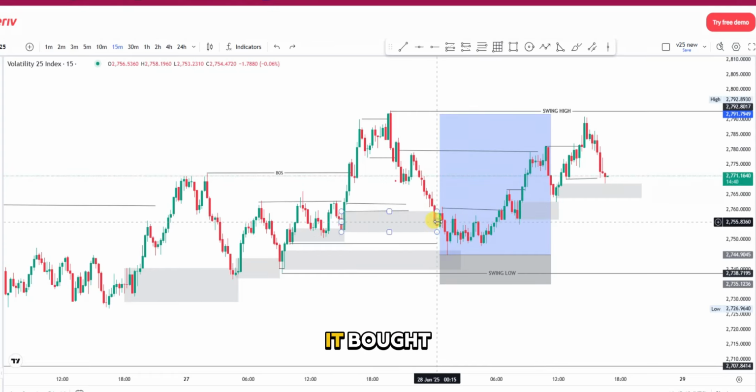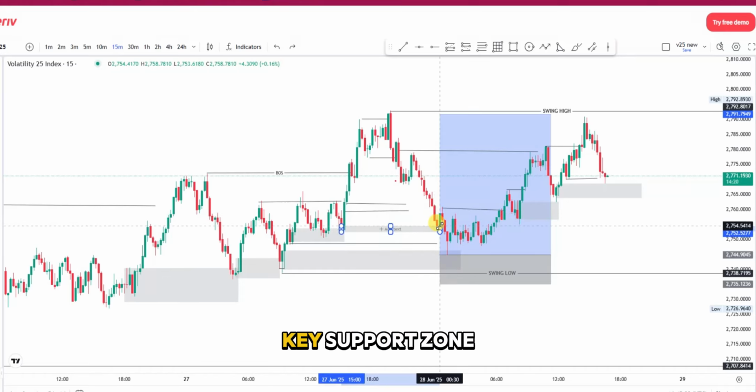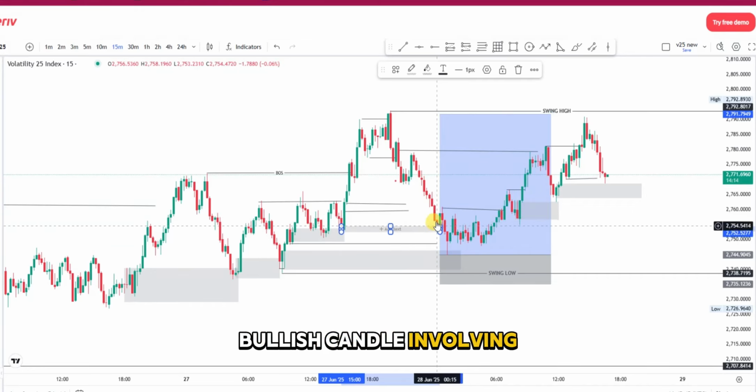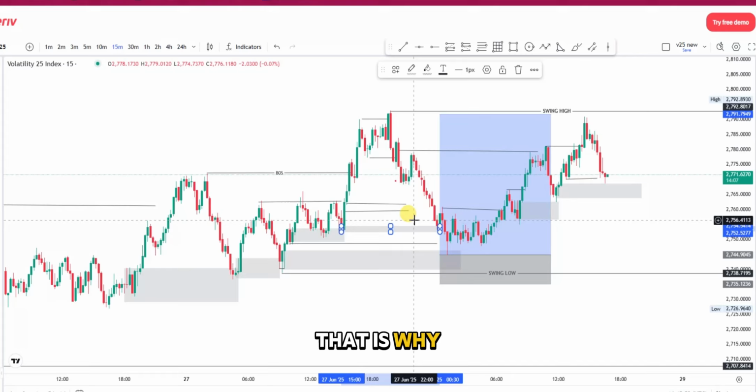When price got there, it bought and even gave us this bullish engulfing candle, giving hope to those who trade candlestick patterns, as this is a buy setup. Most people who trade candlestick patterns will also take this trade as their buy setup, because it also occurred at a key support zone. This bullish engulfing candle, the bullish candle engulfing the red candle, they also take their trade here, which we all use as inducement or liquidity. That is why you should understand the liquidity trading concept.